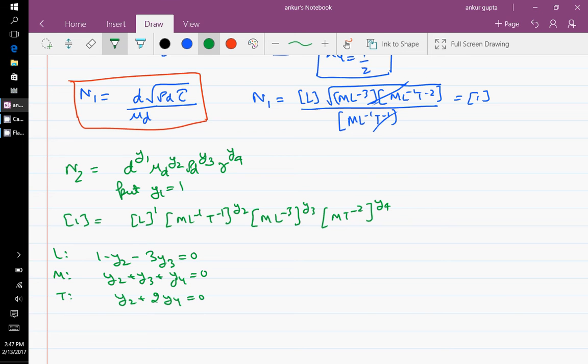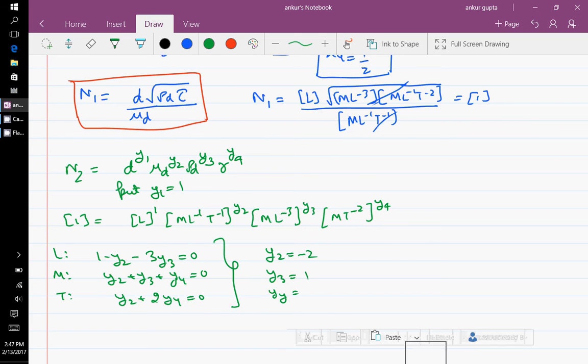Again, this is not difficult. I'm just combining all the powers of L, 1 minus 3y3 and minus y2, and then equating them equal to 0 because the power of L is 0. I'm just writing the equations for all three dimensions down. Again, you can solve this. I will not be spending time solving this for you, but this is not difficult. You can solve this yourself, and you will get that y2 equal to minus 2, y3 equal to 1, and y4 equal to 1.